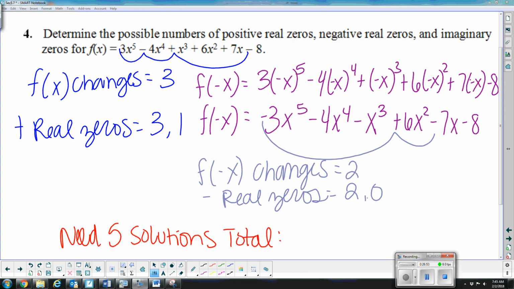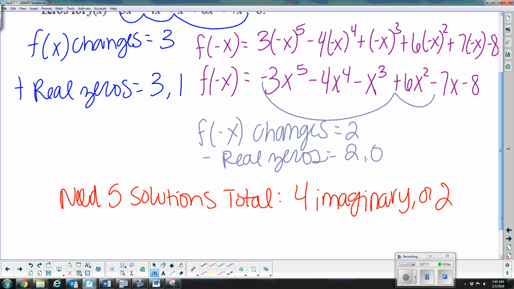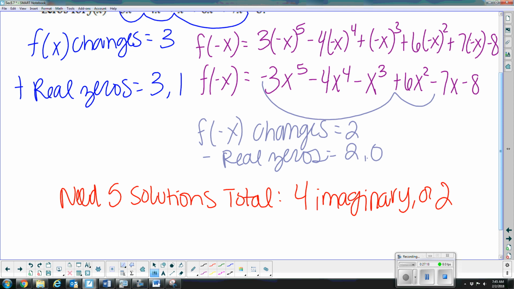So if there are 0 negative and 1 positive, you could have 4 imaginary. Or if there are 0 negative and 3 positive, you can have 2 imaginary. Or if there are 2 negative and 1 positive, you can have 2 imaginary. Or if there are 2 negative and 3 positive, you can have 0 imaginary.